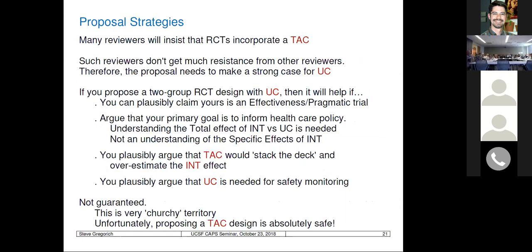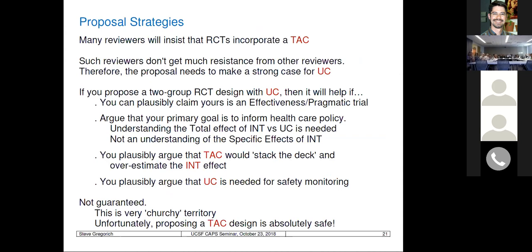So, proposal strategies. You write in your proposal and you say you're going to use usual care, and you get some reviewer who says, no, you can't do that. Happens a lot. Many reviewers will insist that you have time and attention control. This leads some investigators to always propose time and attention control. And those kind of reviewers, they don't seem to get much resistance from other reviewers in discussion. So if you're going to propose usual care, you need to make a strong case for it. You don't just say we're going to have usual care. You need to explain why you're going to have usual care. You're essentially giving the committee members who are sympathetic with you ammunition that they can use in the discussion of your proposal.